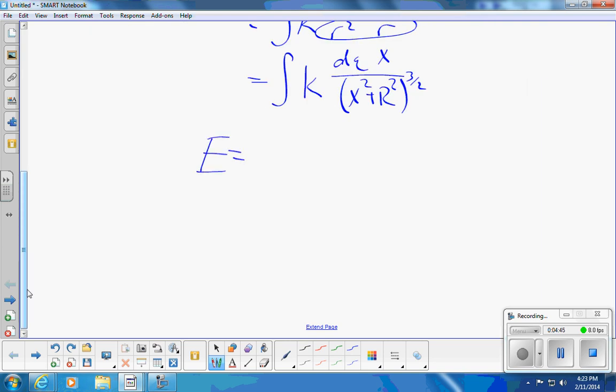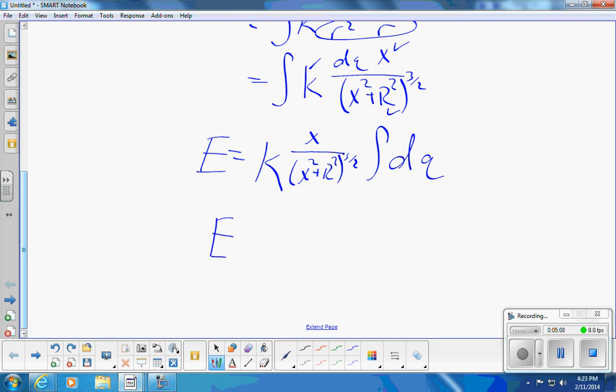now we get to integrate, dance with the music, because this is easy because k is a constant, x for this particular point P is a constant, big R is a constant, all those constants come out, and I get kx over x squared plus R squared, all to the 3 halves, integral dq, and what's integral dq? It's all of it, which is Q. And so I can just write E equals kx, big fat Q over x squared plus R squared to the 3 halves power, and that makes me happy.